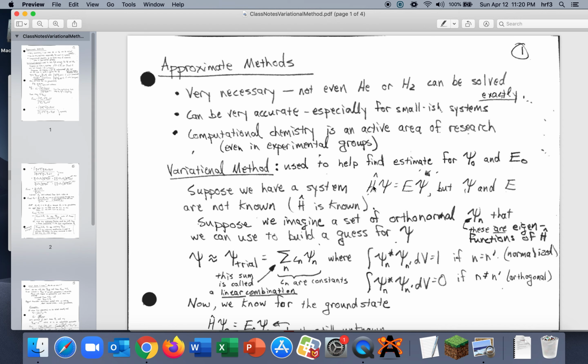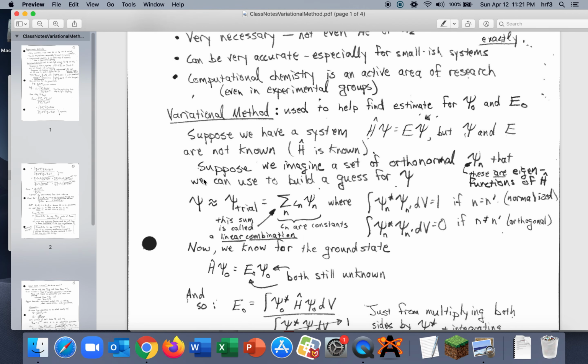So let's suppose we have some system. There's a Schrodinger equation, but psi and E are not known. The Hamiltonian is known. So it's kind of the usual case. We know the Hamiltonian just from the physics of the system. Let's suppose we imagine a set of orthonormal psi n's that we can use to build a guess for psi. And initially this seems pretty silly. Like if we know the set of eigenfunctions, why are we building a guess for the ground state? But just trust me here, this will all make sense in the end.